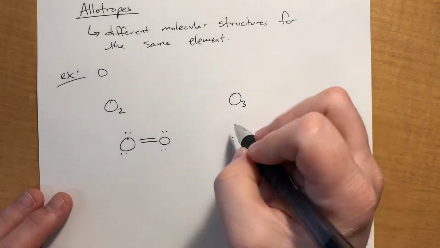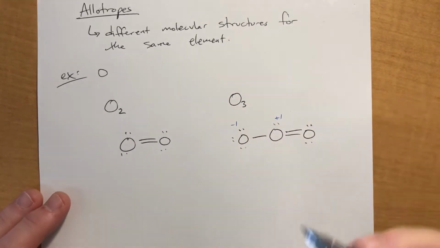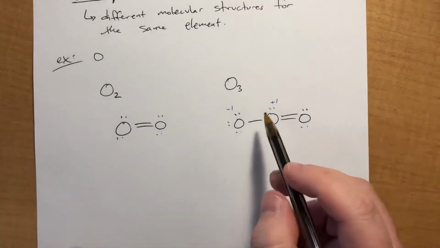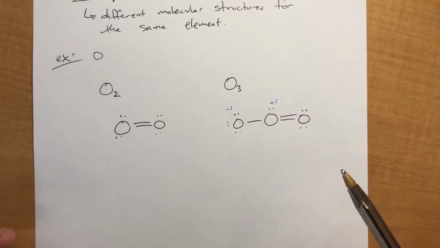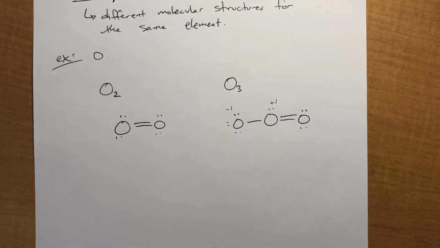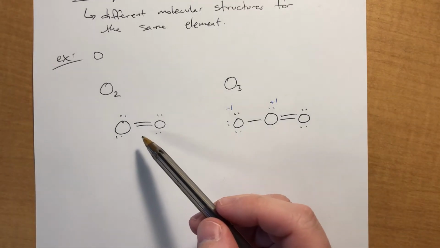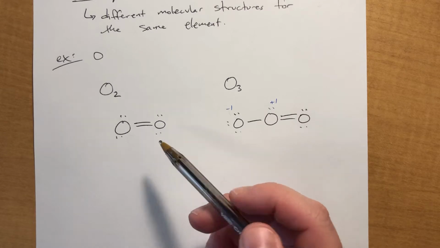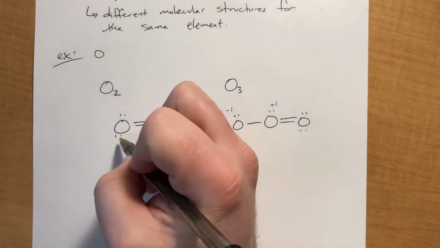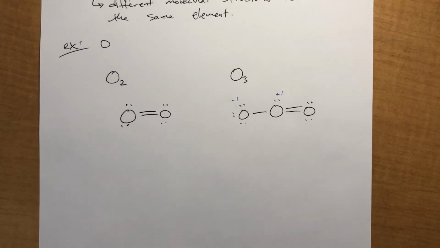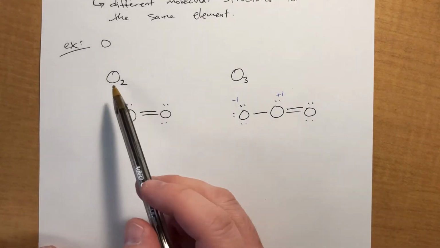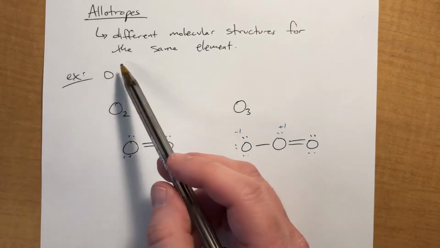Has a negative charge on that, a positive charge on that. Not the most stable thing in the world, but this exists in the upper atmosphere, helps block out ultraviolet rays so that you don't get as much sun, not as high of a risk of skin cancer as you might have otherwise. Oxygen is literally what makes the world go round at this point. It's the reason there's life on this planet. It's what most chemical reactions are based around. Okay, but the idea is these are two different structures for the exact same element.